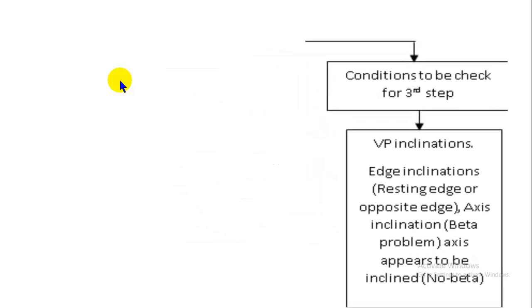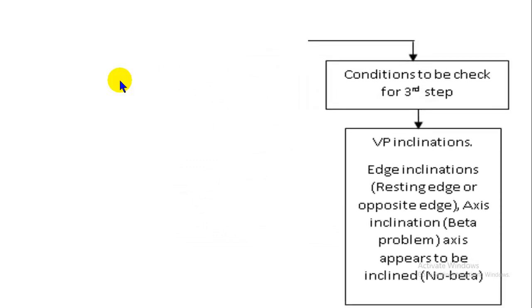And the last step: in the last step they will give the VP inclination, because here there is nothing to worry about HP or VP. In solids, the first step is the resting condition, the second step is the HP inclination, and the third step is the VP inclination. This is how all the problems are done in solids. Here, the resting edge inclined to VP is given in only 10 to 15% of problems. In the remaining, the axis is inclined to VP. There are two cases there. One is where they simply give that the axis is inclined to VP.